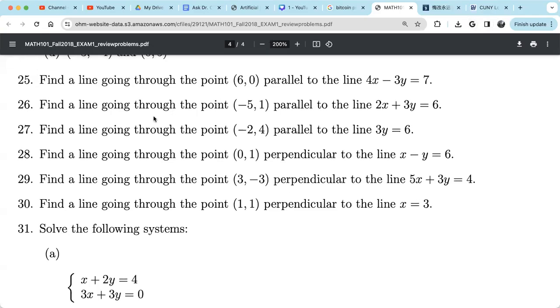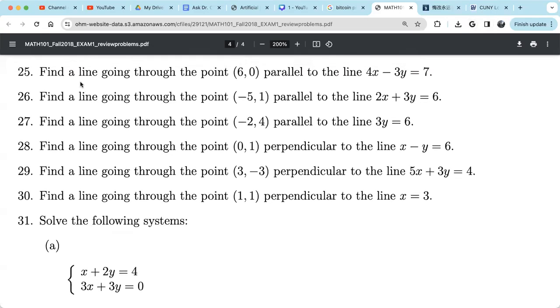Okay, let's see question 25. We need to find the line going through the point (6, 0) and parallel to the given one, which is 4x minus 3y equals 7. Remember, parallel lines have the same slope, right? If one slope we call M1 and the other slope we call M2, those two equal each other. So let's find the slope from this given one.